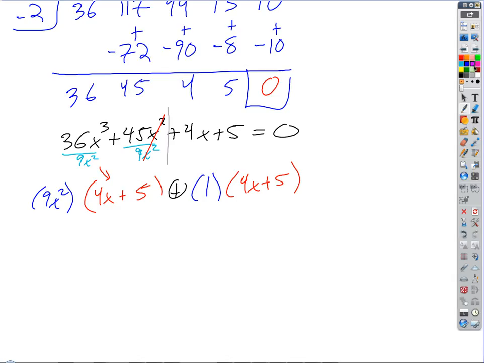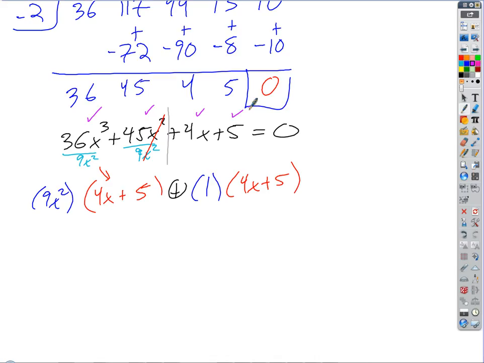Let's check everything to make sure. Is 9x squared times 4x 36x cubed? Yes. Is 9x squared times 5 45x squared? Yeah. 1 times 4x is 4x, obviously, and 1 times 5 is 5. So it all checks out.